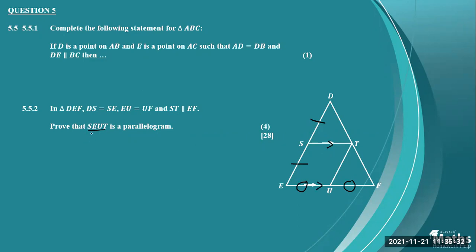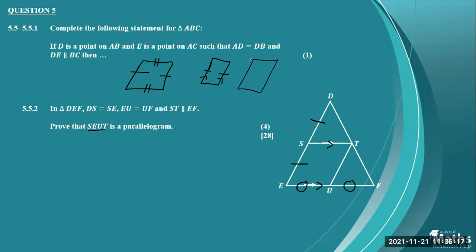So if they say prove that SEUT is a parallelogram, firstly, we need to understand when will it be a parallelogram. To prove a parallelogram, you sit with various options. If I can prove two pairs of opposite sides are equal, then I know it will be a parallelogram. If I can prove that one pair of sides are equal and parallel, then I know it's a parallelogram.